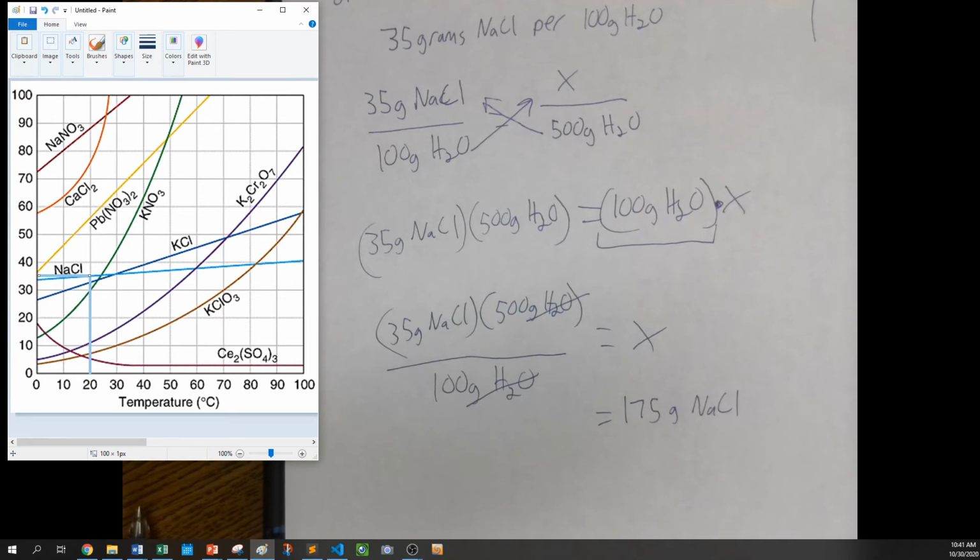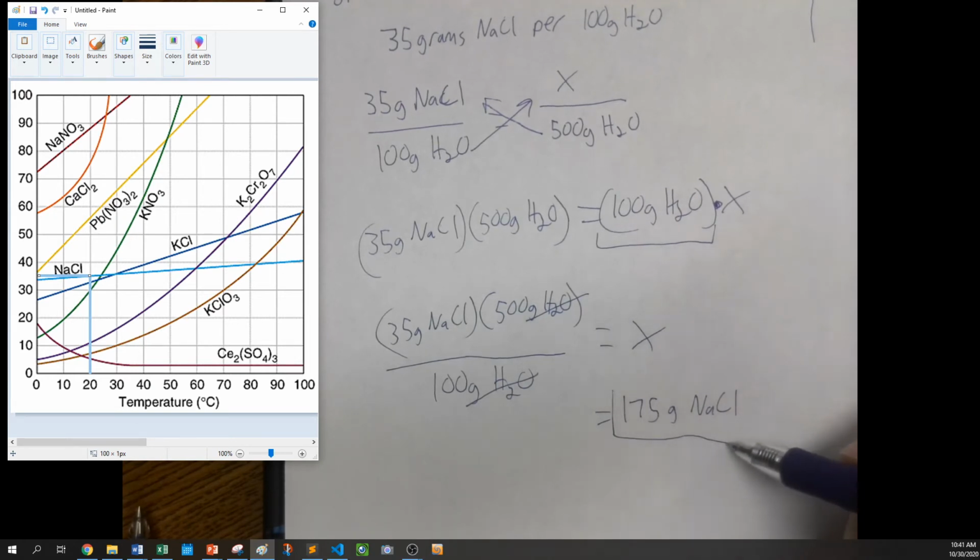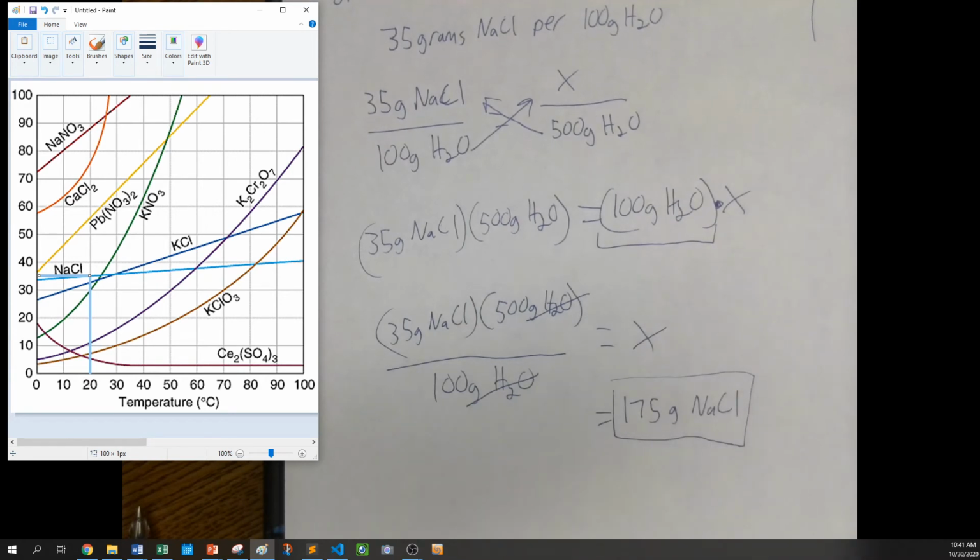So that is the most, assuming it's pure water, that is the most salt you can put in a water bottle without it coming out of solution. So a water bottle can dissolve at most that amount of salt.